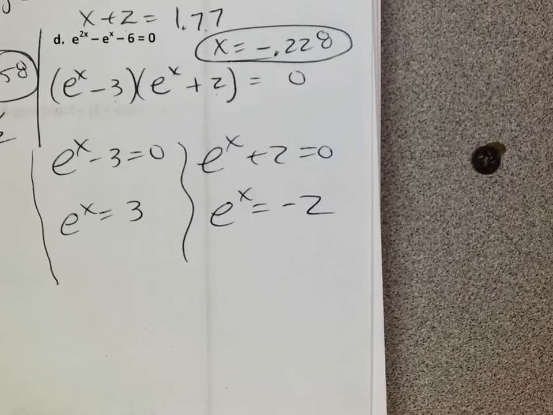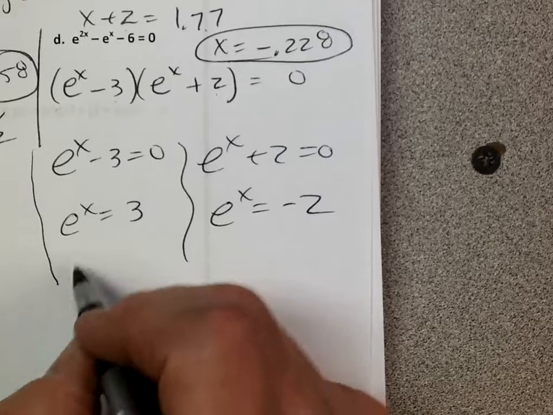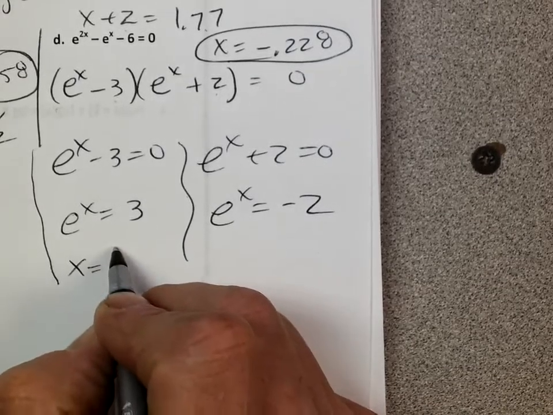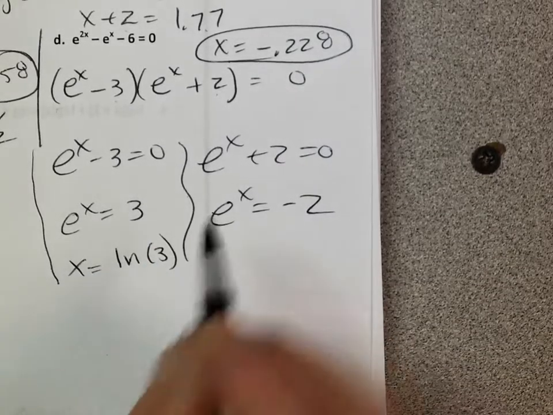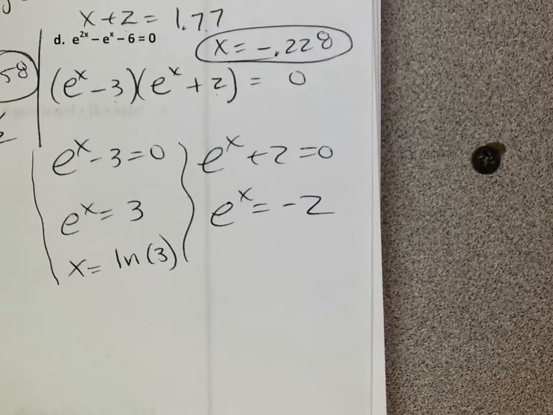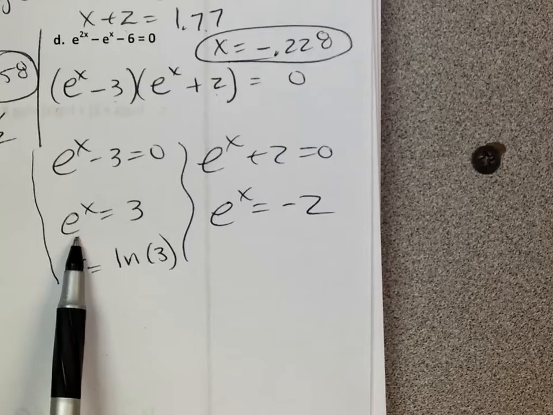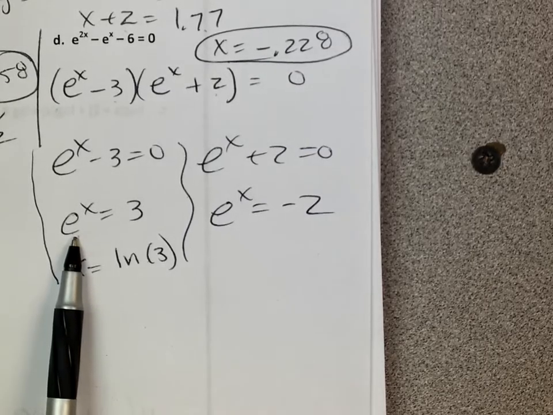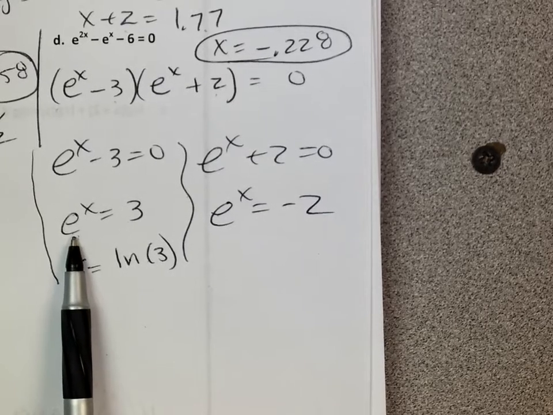What's x equal? Well, in this case, x is equal to the natural log of 3. How did I go from there to there? Well, I just changed it from log form to exponential form, right? No, actually, I went the other way around. Exponential form to log form, right?